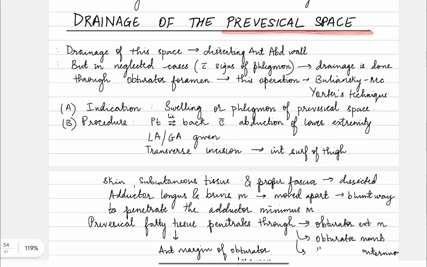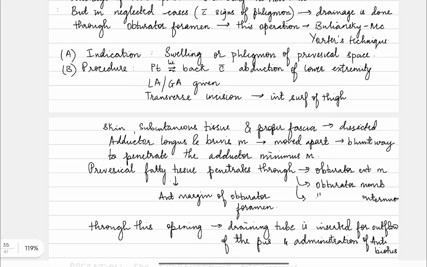Drainage of prevesical space. Drainage of this space is done by dissecting the anterior abdominal wall. But in neglected cases with signs of phlegmon, drainage is done through obturator foramen. This operation is by Buyalsky-McWhorter's technique. Phlegmon of prevesical space.